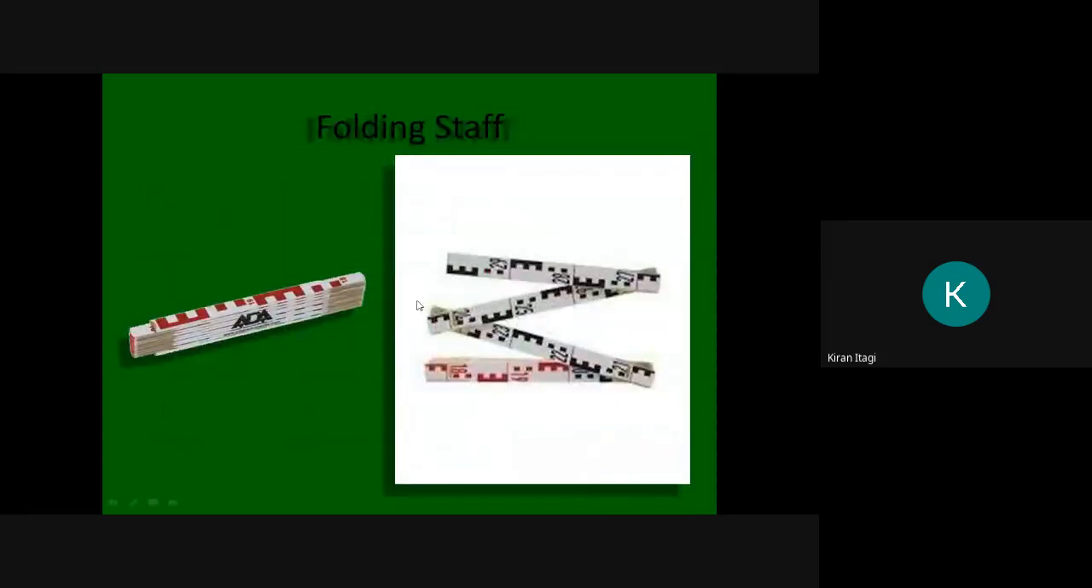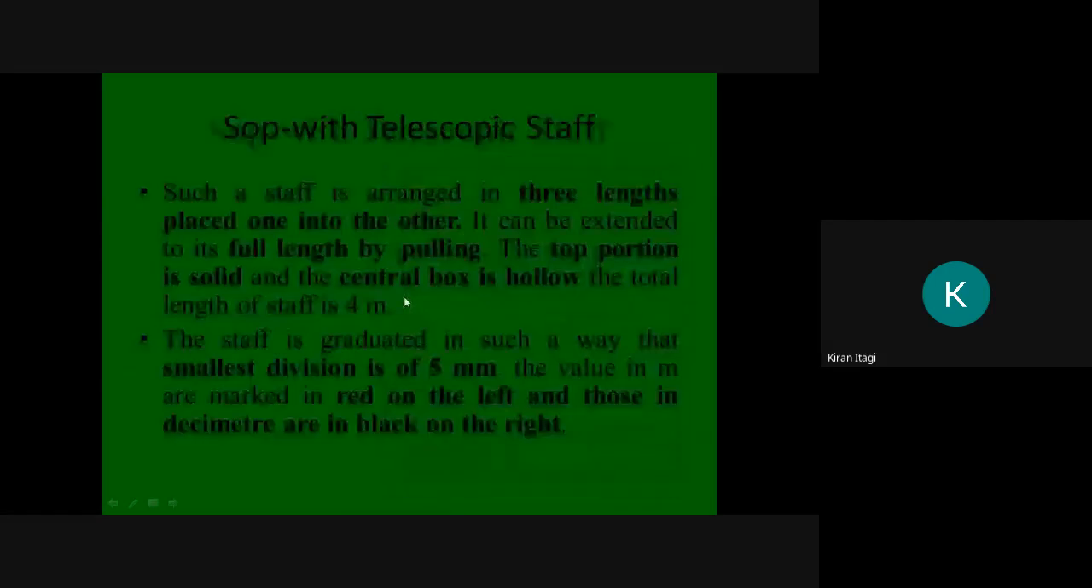Folding, we can fold it like this also. Telescopic staff: in the telescopic staff, the staff is arranged in three lengths. Initially I have shown 1, 2, and 3, placed one into another. It can be extended full length by full length. You should pull it and open it.